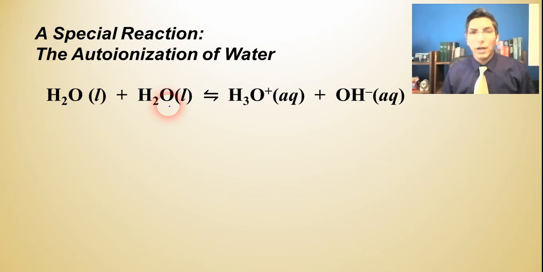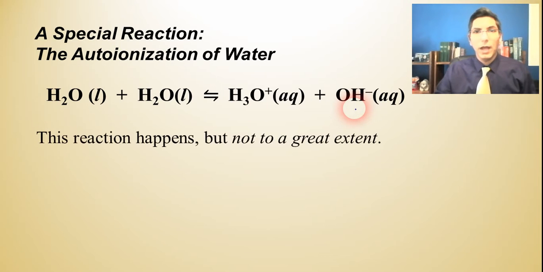Well, what are the products? You're going to have these ions here, H3O plus and OH negative. So we're going to have that hydronium ion produced and the hydroxide ion produced as well. Now this is a reaction that does take place, but it does not take place to a very great extent, which means you're going to have a whole lot of the reactants over here. You're not going to have a whole lot of product.